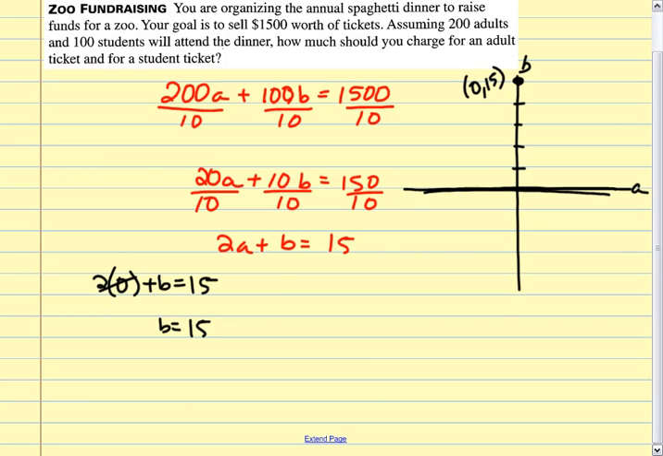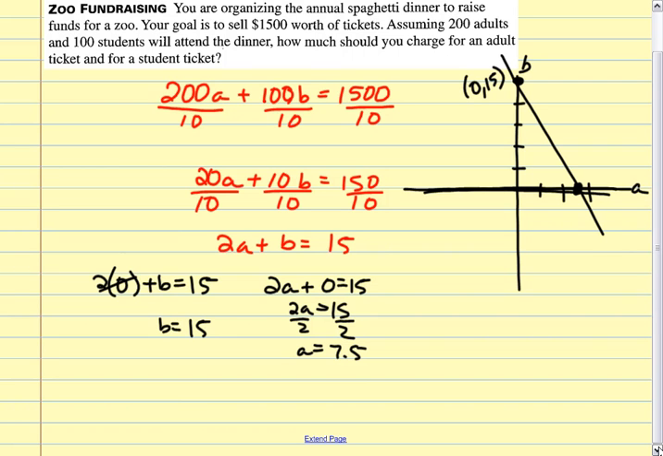Now let's find the A intercept. That means make B 0. So 2A plus 0 is equal to 15. 2A equals 15. We divide both sides by 2, and A is equal to 7.5. So the A intercept's at 7.5. So this is 3, this is 6, this is 9. So that's 7.5 right there, halfway between 6 and 9. Now there's the graph.